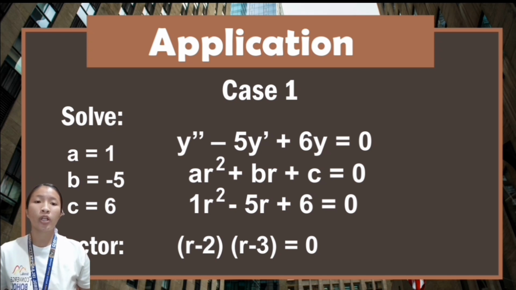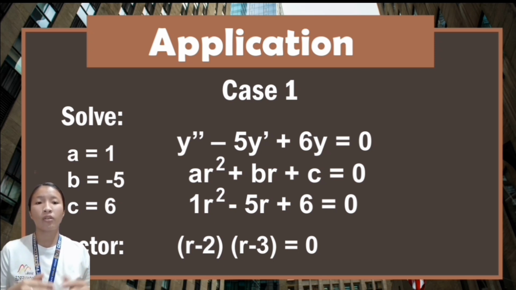Basically, our two factored numbers here are negative 2 and negative 3, because if we add negative 2 to negative 3, it would result in negative 5, which is our middle coefficient. But if we multiply them together, negative 2 times negative 3, it would result in positive 6. So our factor here is r minus 2 times r minus 3 equals 0.